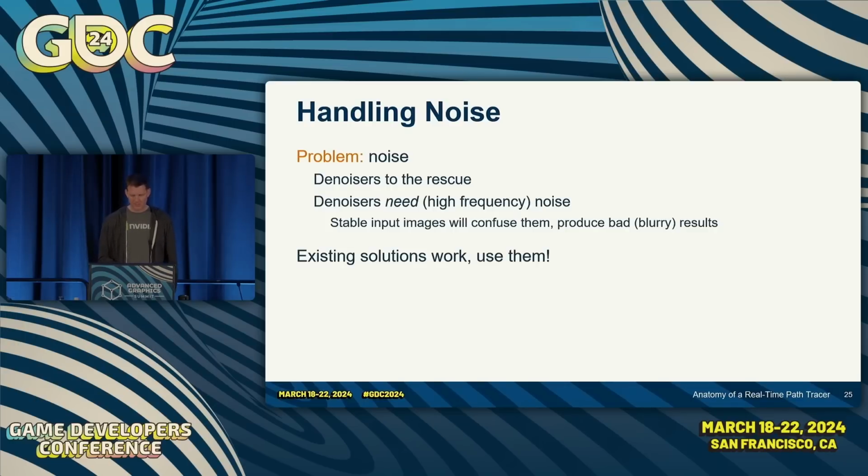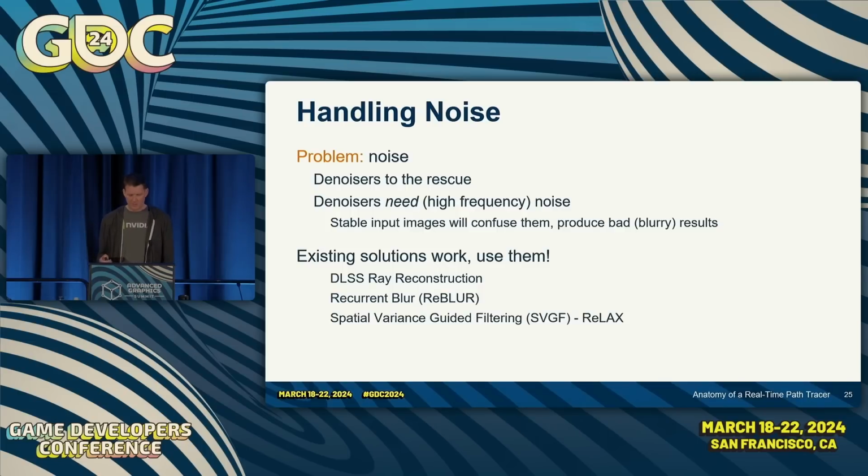There are several existing off-the-shelf denoising solutions and algorithms that you can use to handle noise. You heard about one earlier today from Snowdrop. But DLSS ray reconstruction is an excellent one. And there are a variety of techniques based on either recurrent blurring, also called ReBLUR, or spatial variance guided filtering, or SVGF. This includes algorithms like ReLAX in the NRD library that extend SVGF and make a variety of improvements.